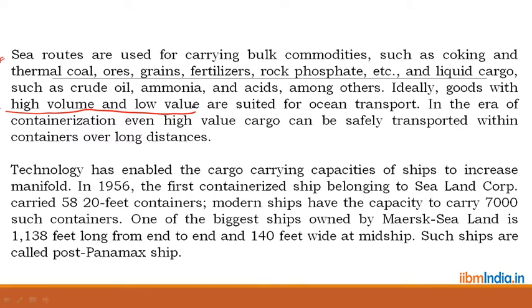In the era of containerization, even high value cargo can be safely transported within containers over a long distance. As we know, technology has been updated. Technology has enabled the cargo carrying capacity of the sea to increase manifold. In 1956, the first containerized shipping, belonging to the Sea Land Corp, carried 58 20-feet containers. Modern ships have the capacity to carry 7,000 such containers. One of the biggest ships owned by Maersk Sea Land is 1138 feet long from end to end and 140 feet wide at mid-ship. Such ships are called post-Panamax ships.